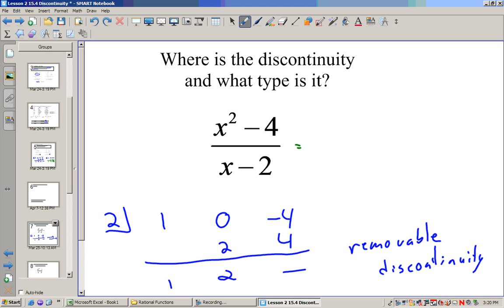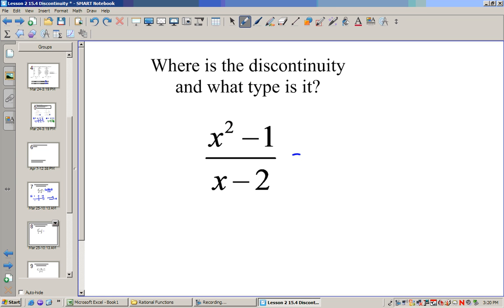Now we can find this without doing our synthetic division, because we know this top is going to be x plus 2, x minus 2, over x minus 2. And these things cancel out, so that we know this is going to divide evenly into the numerator. So that means it's going to have a removable discontinuity.